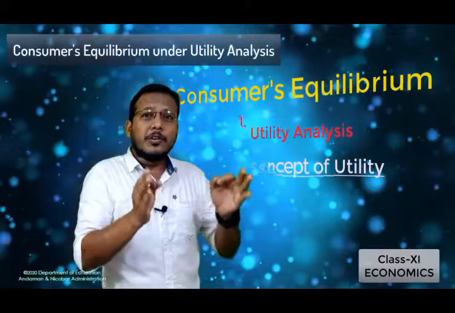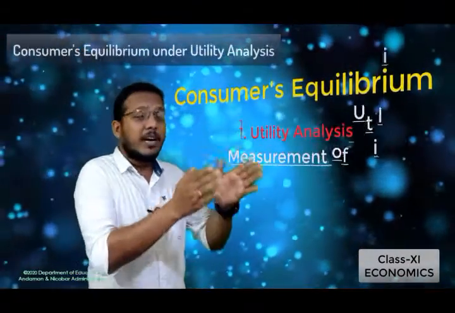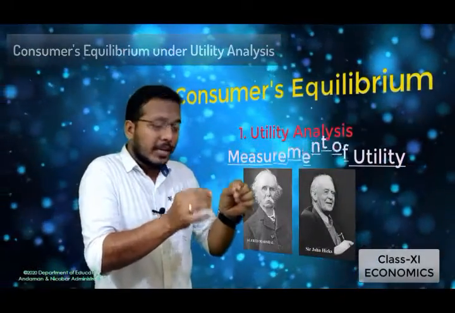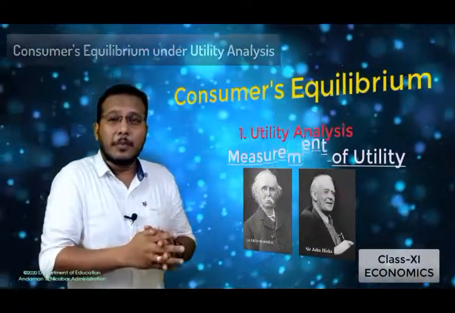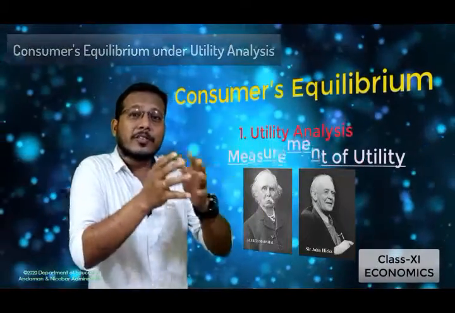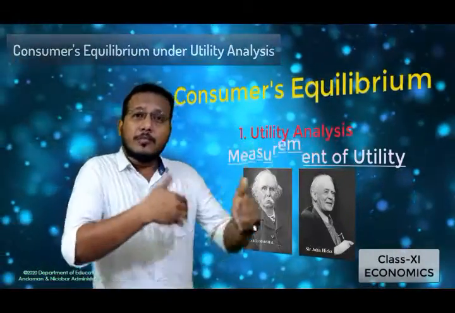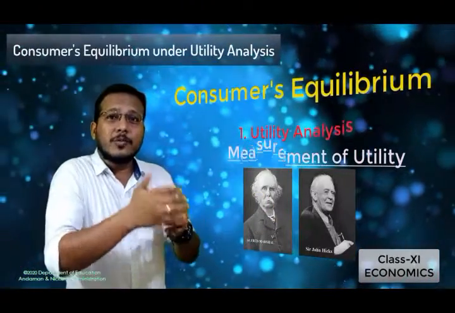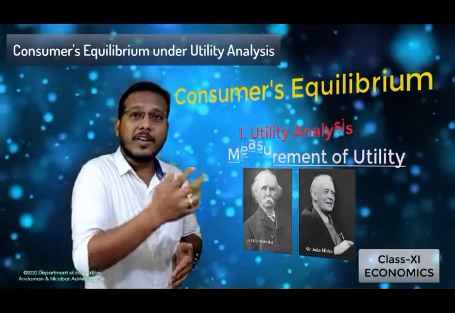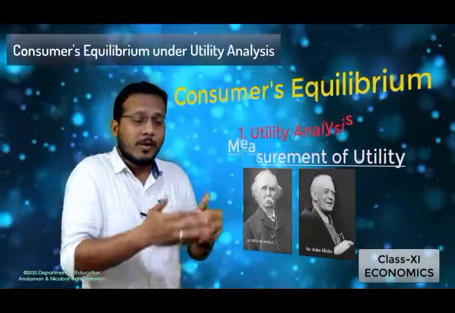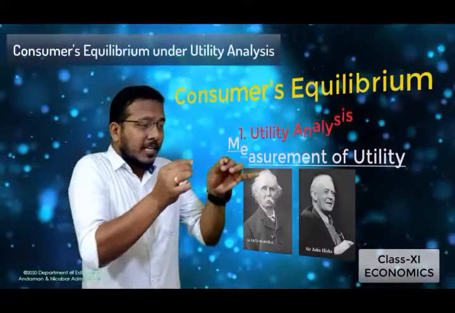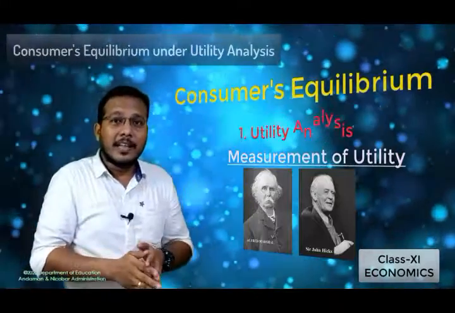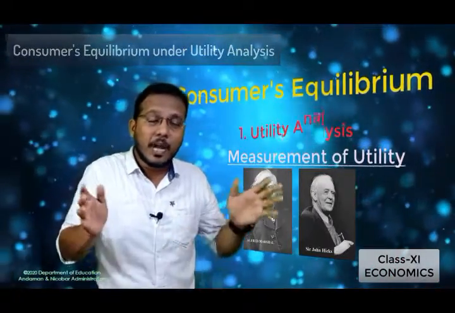So students, there were 2 economists, that is Marshall and Hicks. These 2 economists have 2 different approaches to determine the consumer's equilibrium. Both the economists had different opinions to calculate the consumer's equilibrium. First one, that is Marshall, what was his opinion? He believed that the utility, the satisfaction level which has been derived from a commodity, can be measured. But how can it be measured?